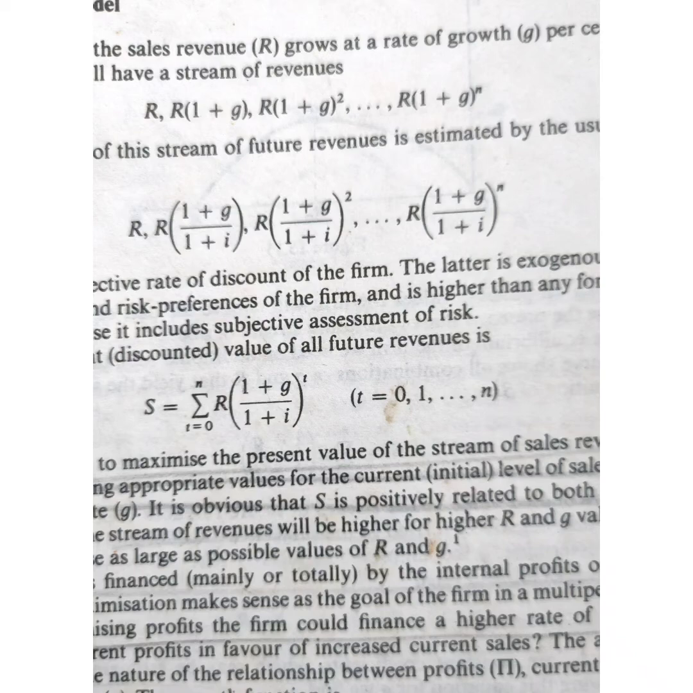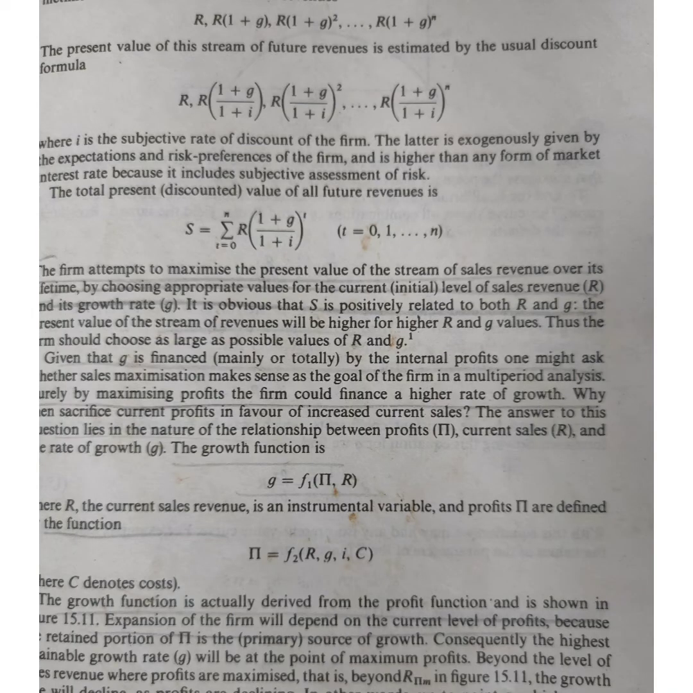So by maximizing the profit, what can the firm do? The firm could finance a higher rate of growth. So if a sacrifice is made, what happens? If it sacrifices the current profit in favor of increased current sales, the answer to this question lies in the nature of the relationship between profit and current sales and the rate of growth. If profit is less but sales is higher, there is a reason for that.